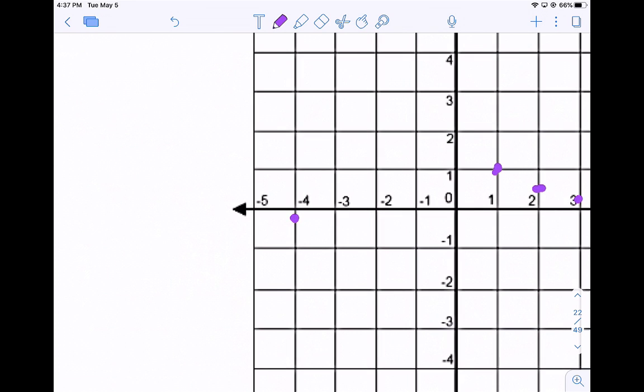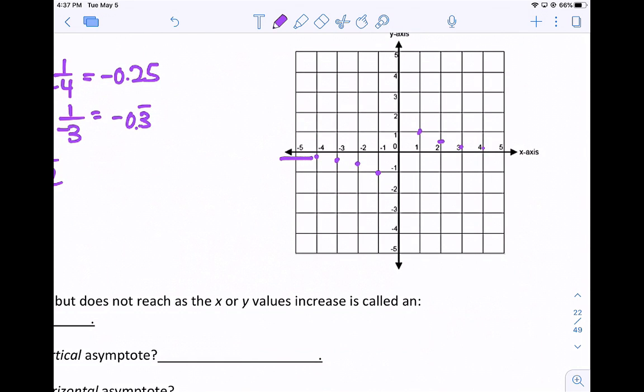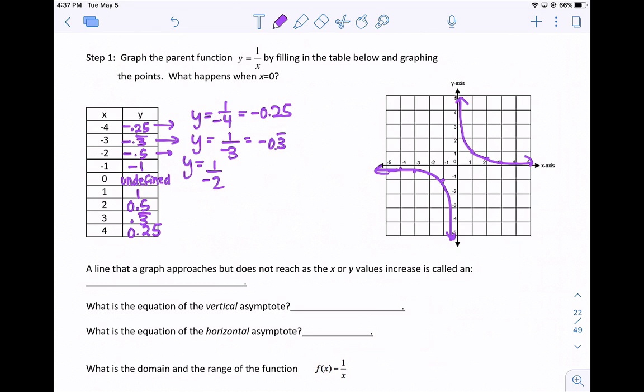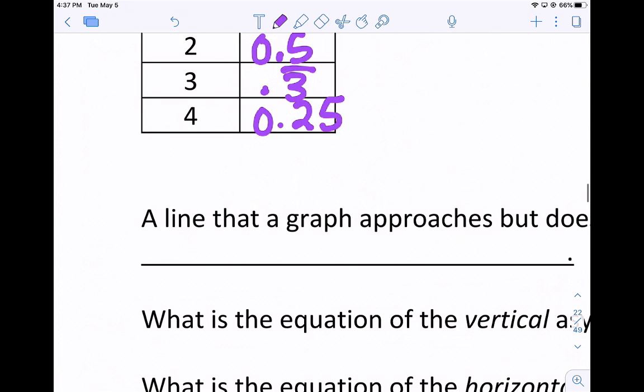Negative 3, negative 1/3 is here. Negative 2, negative 1/2 is here. And negative 1, negative 1 is here. And then if we are to graph it, it would look something like this. Okay. So this graph approaches two lines, but it doesn't touch them. And that line, that invisible boundary line that it does not cross, is called an asymptote.